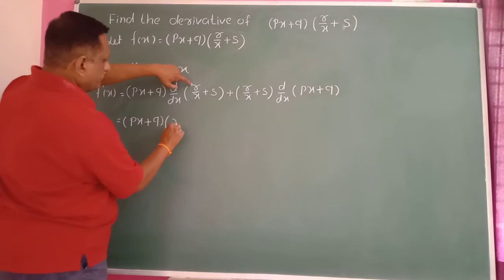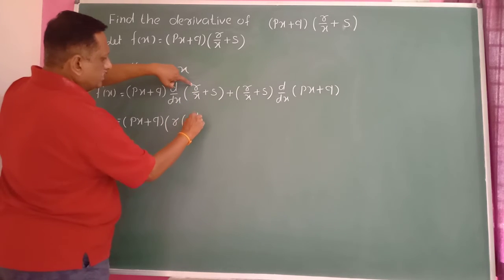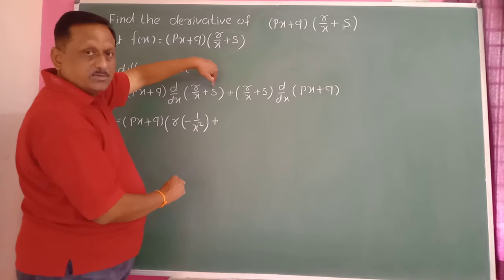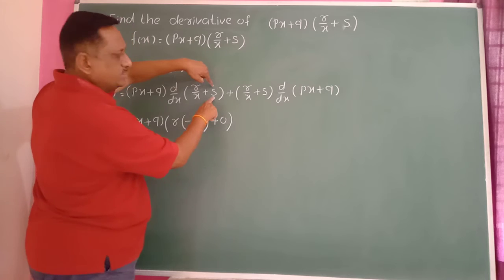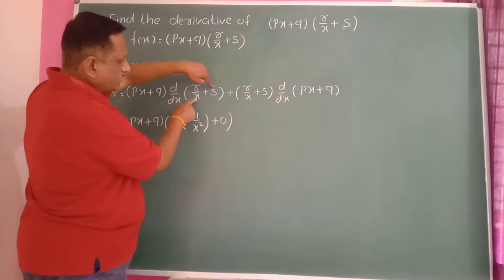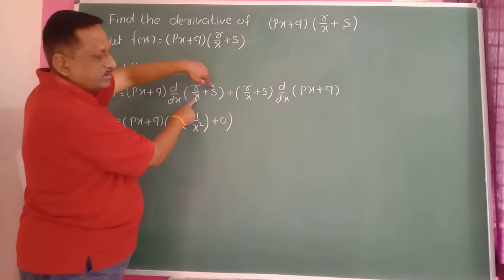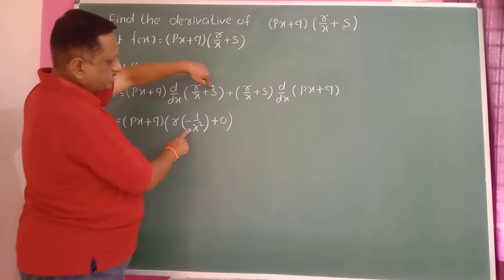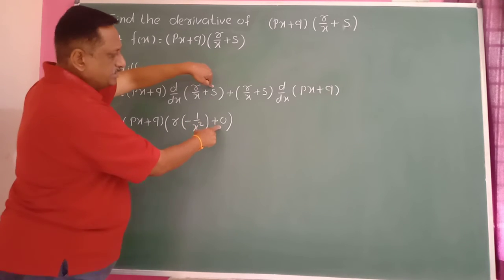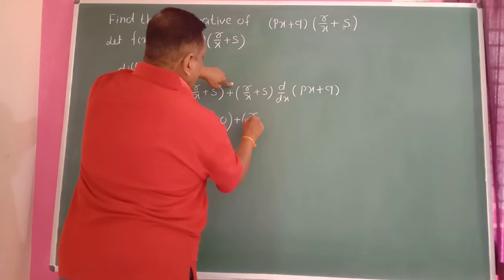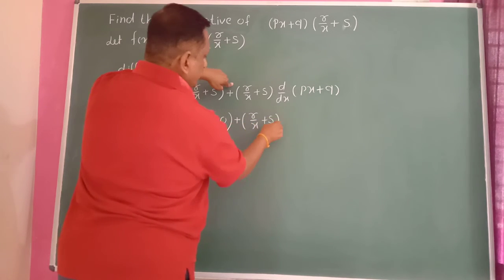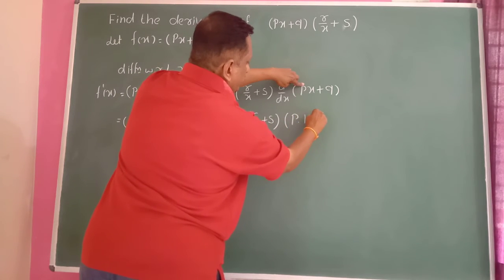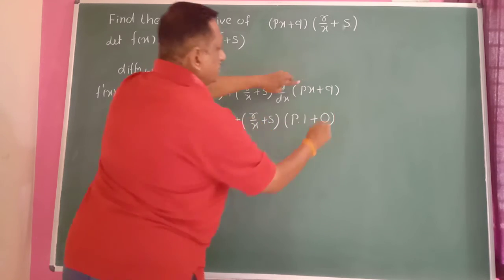R is a constant here, and 1 by x differentiation is minus 1 divided by x square, then plus, and the differentiation of constant s is 0 here. Here s is a constant, r is also constant, but with the function x term is there. So r keep as it is. 1 by x differentiation is minus 1 by x square. Constant differentiation is 0, plus r divided by x plus s into p into x is there. So p constant here and x differentiation is 1 plus and differentiation of constant is 0 here.